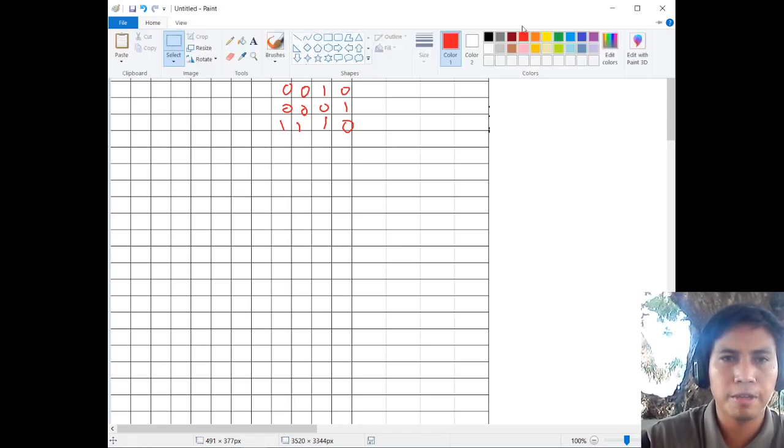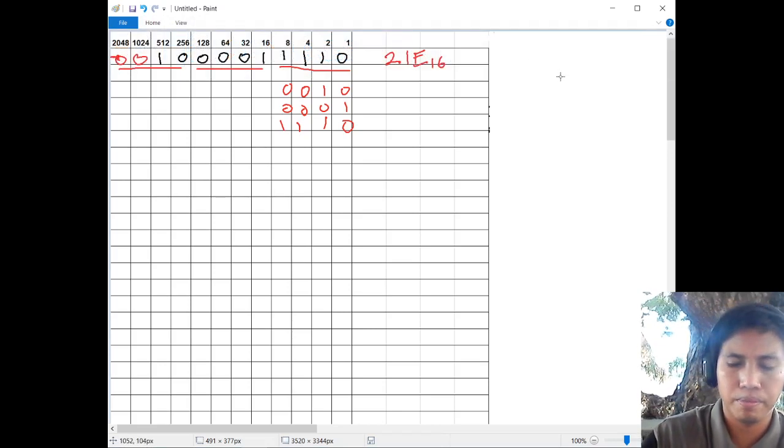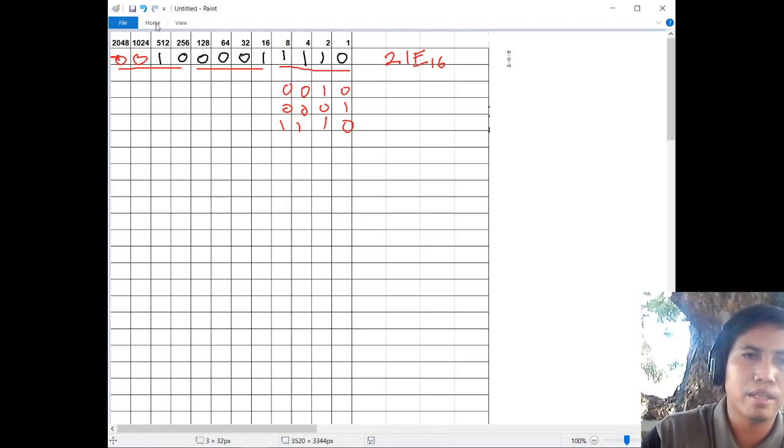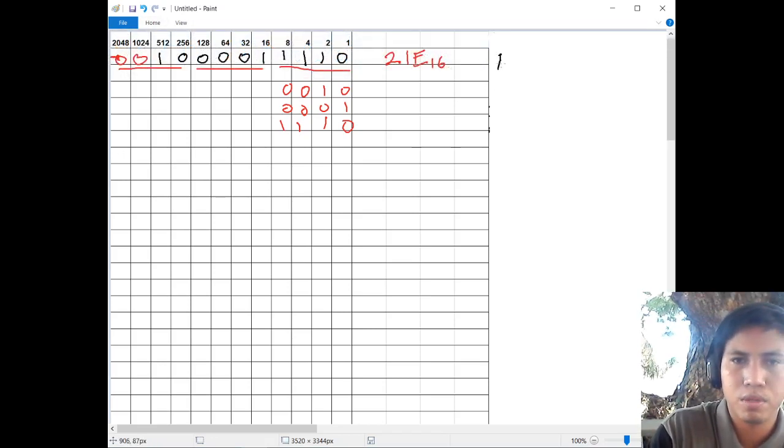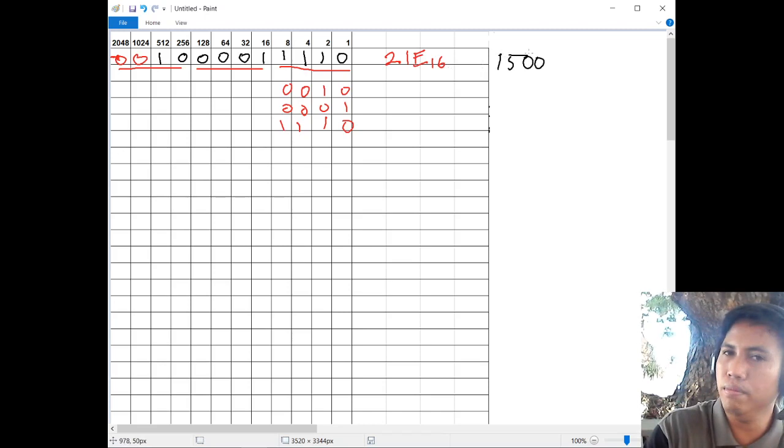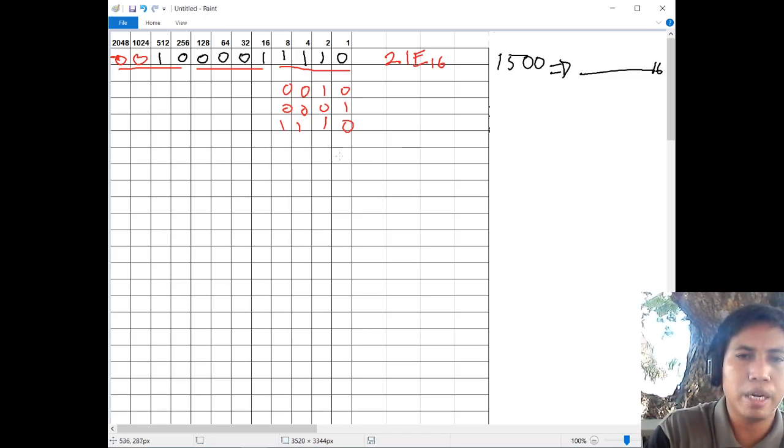Let's say 1,500. So what would be the equivalent in base of 16? Again, the first thing that we should do is to convert that one into binary.